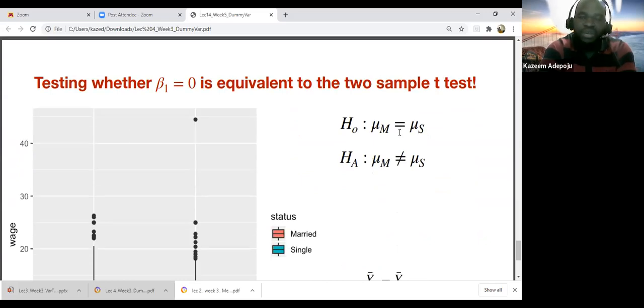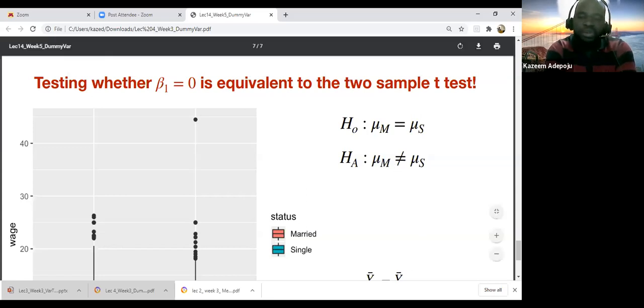Now take a look at this here. We're actually going to be testing the equivalence of the means. Under the null hypothesis, the population mean of the wages of the married people is the same as the population mean of the wages of the single, while in the alternative they are not the same. Can you see that now?